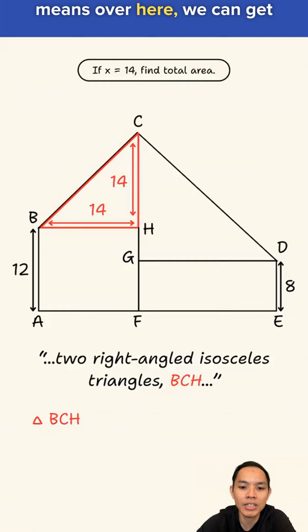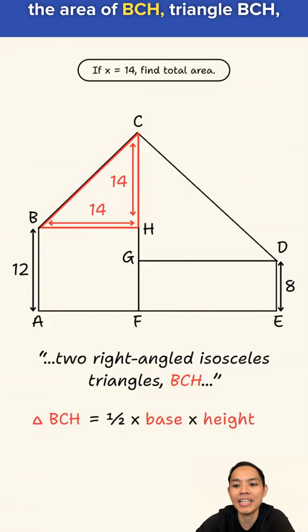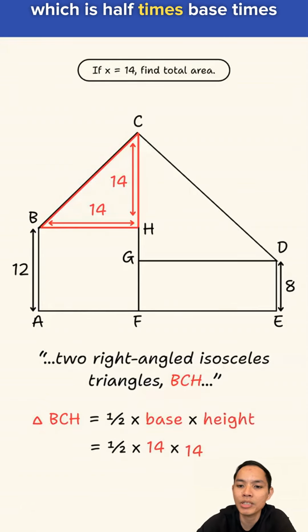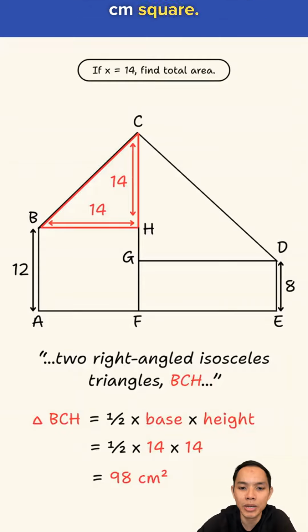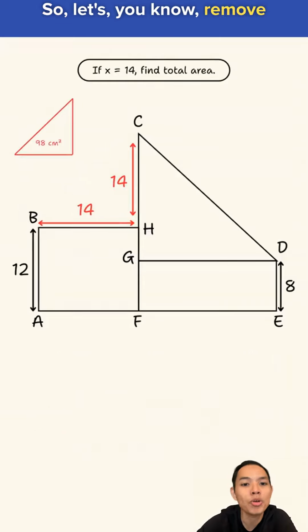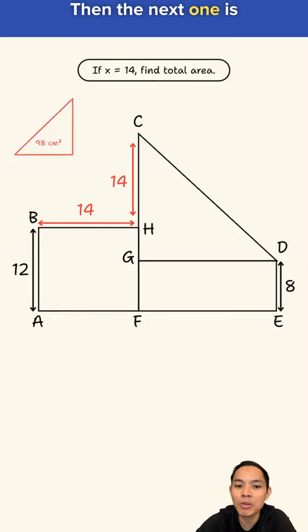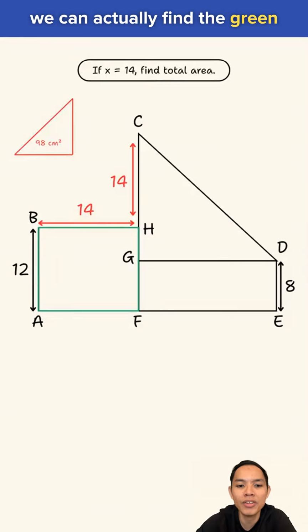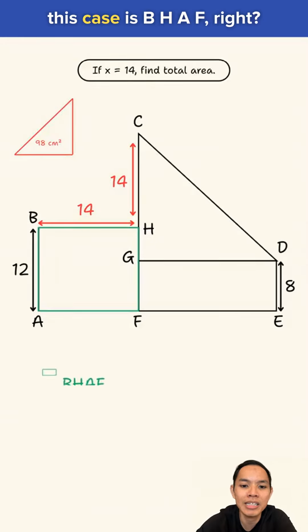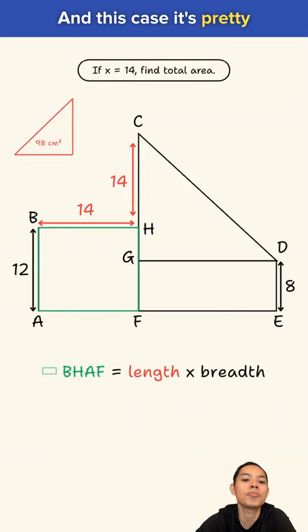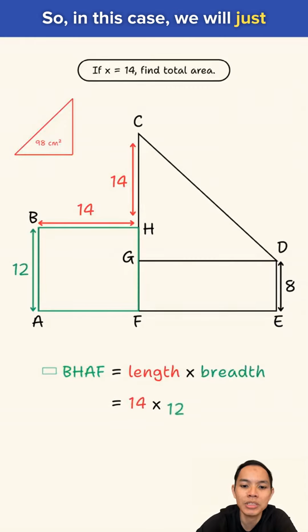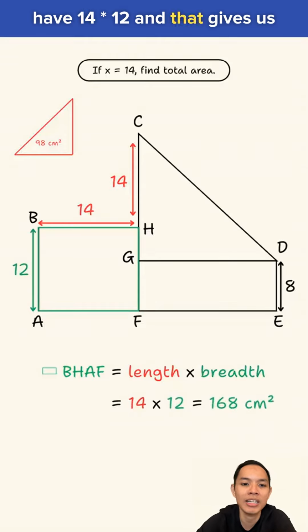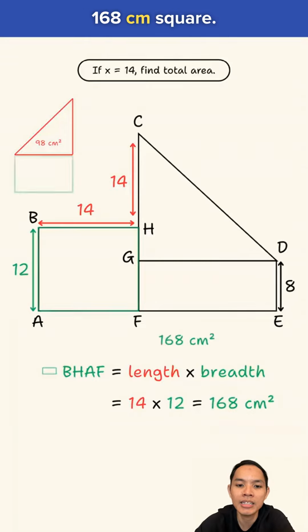So that means over here we can get the area of triangle BCH, which is half times base times height, and that is equal to 98 centimeters square. So let's remove that part. Then the next one is we can find the green rectangle below it, which is BHAF. It's pretty straightforward, length times breadth. So we will just have 14 times 12, and that gives us 168 centimeters square.